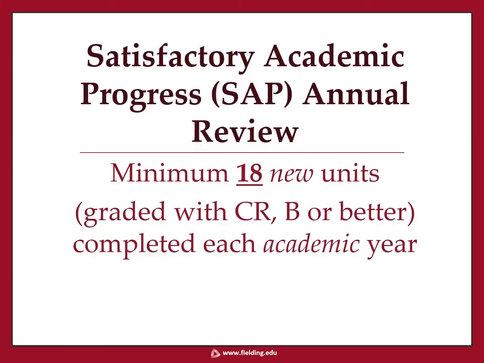The first policy is Satisfactory Academic Progress, which we call SAP. This is your university level annual progress review. The way we measure minimum progress is by units completed in the academic year. You need to complete a minimum of 18 new credits per year. Only passing grades of a B or better or a credit grade of CR count toward the requirement.